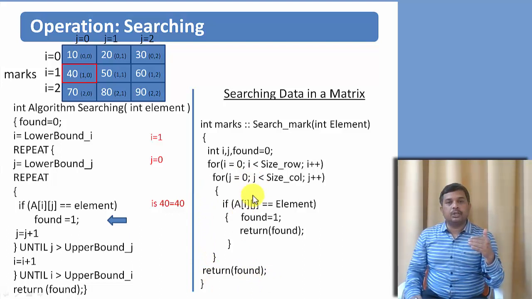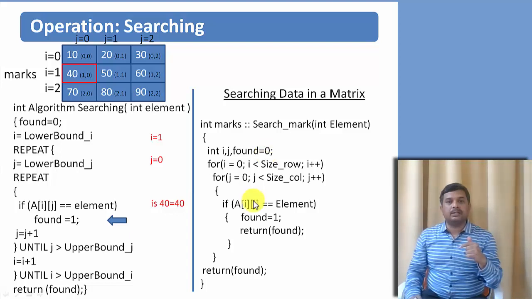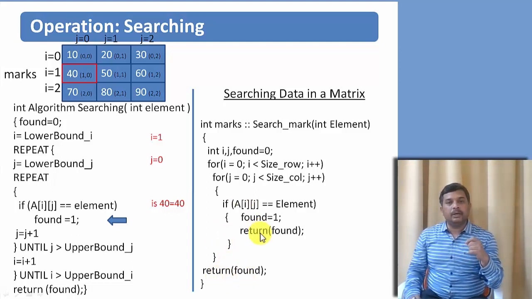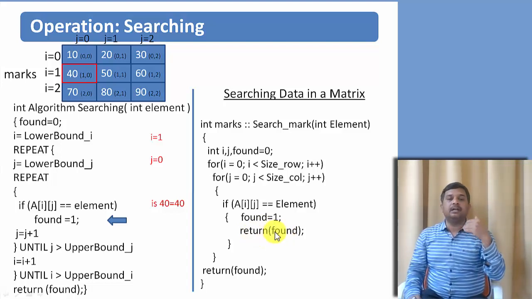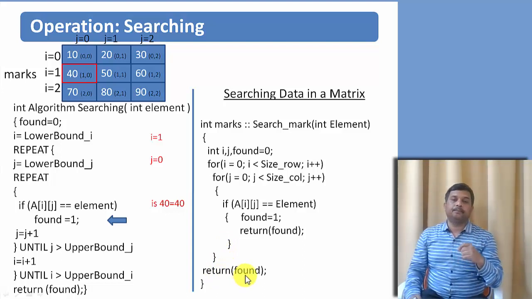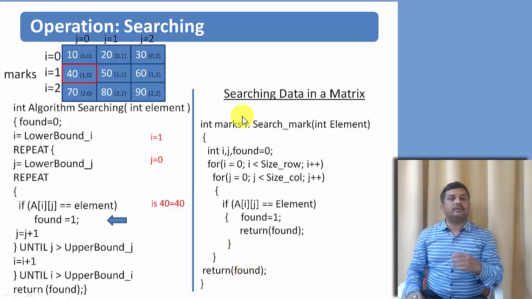Because the if condition will never be successful if it is not a successful search, found will never become 1. Found will always remain 0. So that's why for an unsuccessful search, after the completion of both the loops, it will return me 0. If it is a successful search, it will return me 1 here, and if it is an unsuccessful search, it will return me 0 here. So that is how we are going to search an element in a matrix.